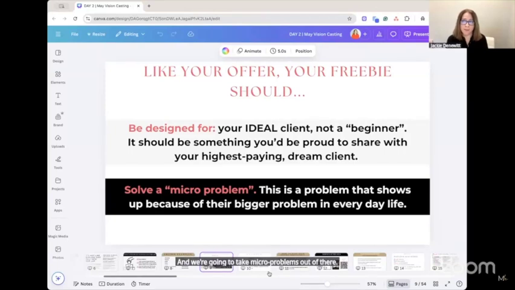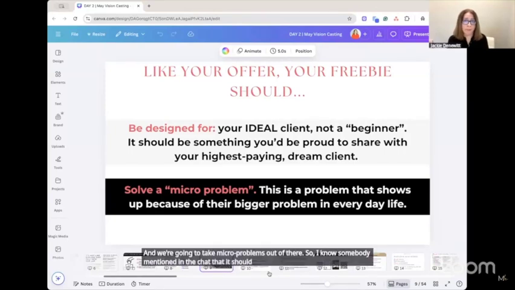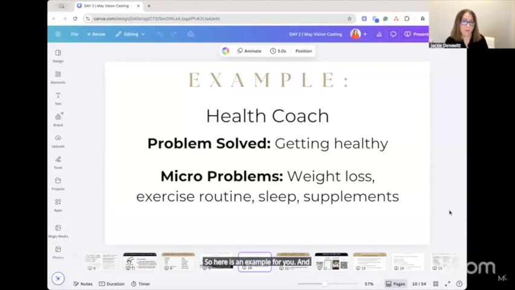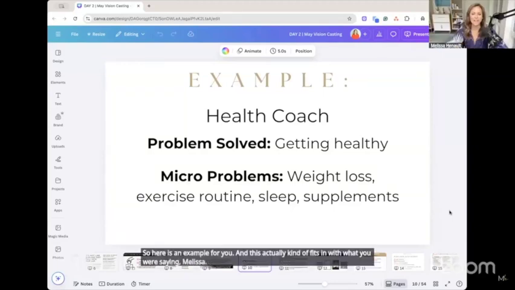So I know somebody mentioned in the chat that it should give them a quick win. Absolutely. We need to solve a micro problem for them. So here is an example for you. And this actually kind of fits in with what you were saying, Melissa, a health coach.